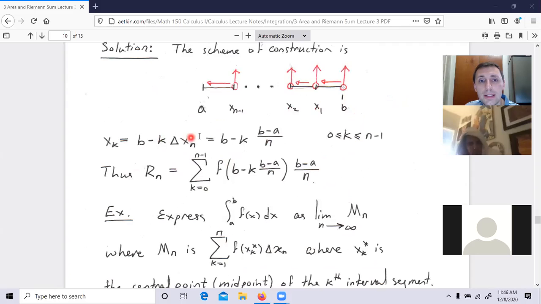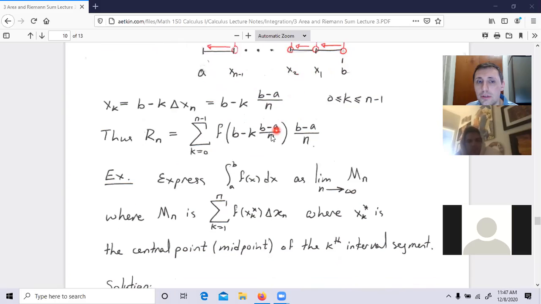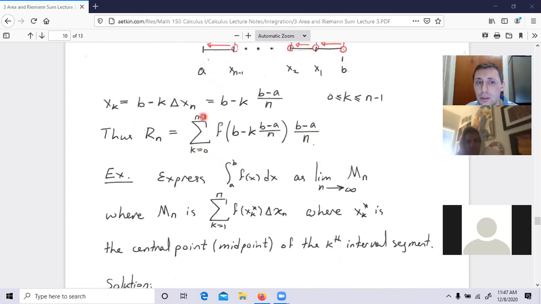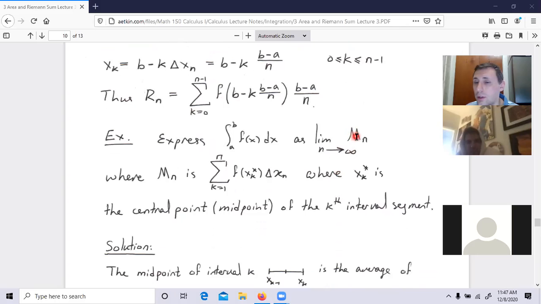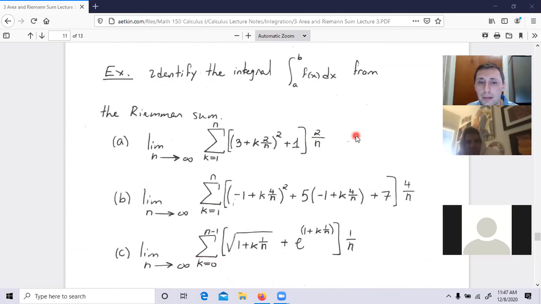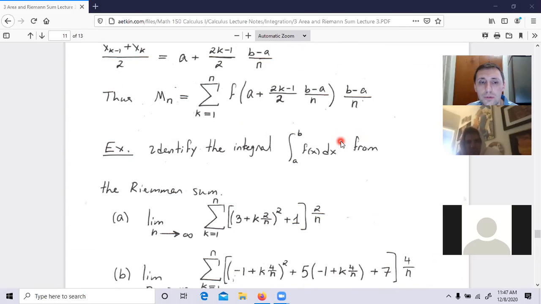So we can start from B, and the minus indicates we're displacing to the left, always to the left, right? So we don't want to displace n intervals to the left, but only n minus one intervals. So the answer is k equal to zero all the way to n minus one, of f of b minus k times b minus a over n, times b minus a over n, right? So this is the formula for the Riemann sum. Then I could bother you with the midpoint rule, but I don't have time. You should think of it on your own.